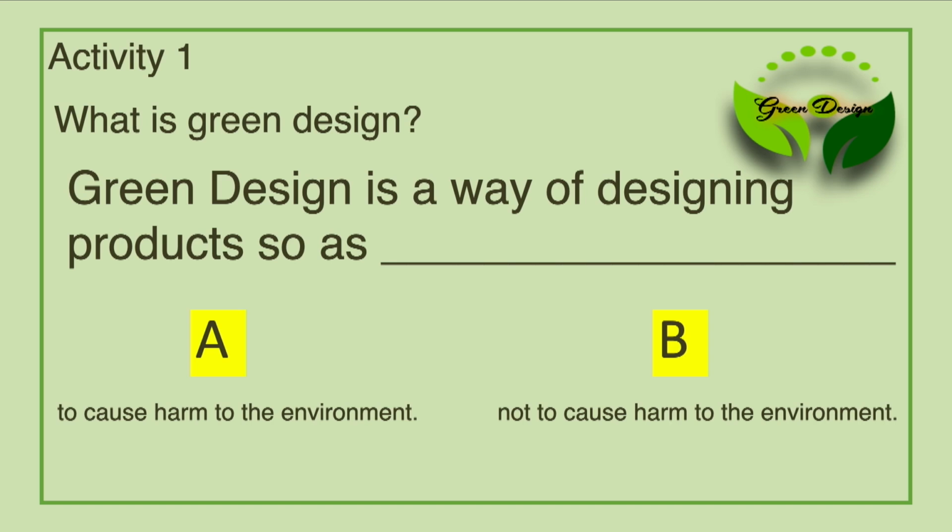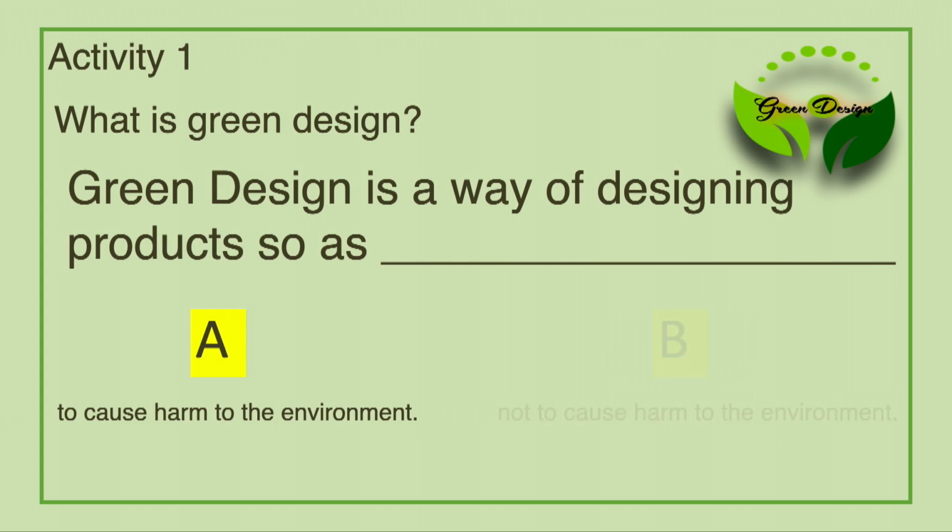Activity 1. Let us now check your understanding. Which is the correct answer? What is green design? Green design is a way of designing products so as either A, to cause harm to the environment, or B, not to cause harm to the environment. The correct answer is B, not to cause harm to the environment.